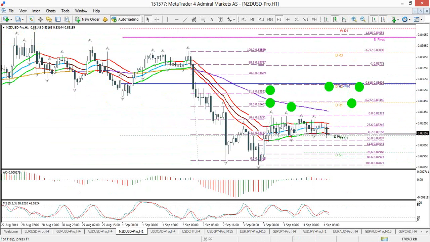So if you took that short, I would recommend a stop loss probably above this top. Otherwise, if you want to use a tighter one, then I would probably go above the 78.6 fib, just in case it does this, which is possible.